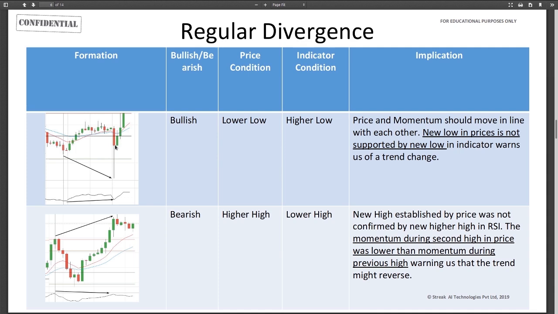After this candle, if you see, there are 3 green candles which have formed. In this case the divergence actually worked out and the price became bullish, even though it was a bearish trend before the divergence had occurred.